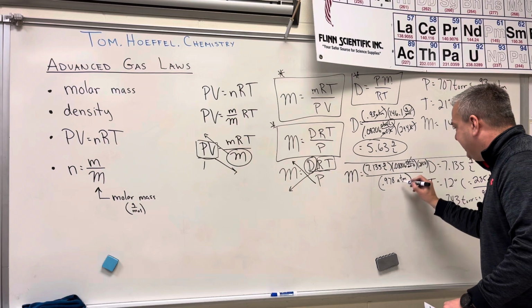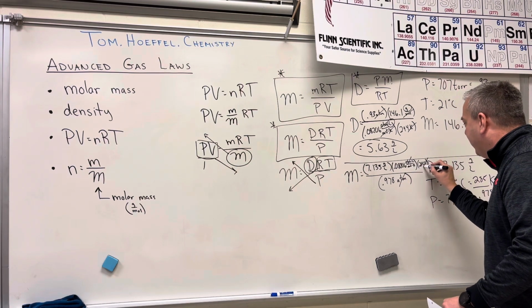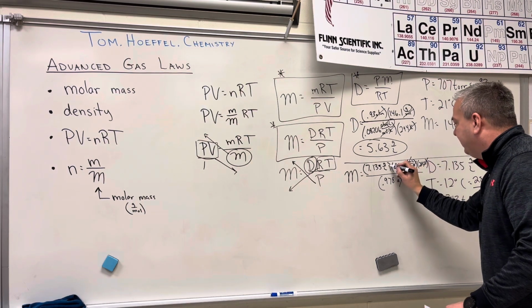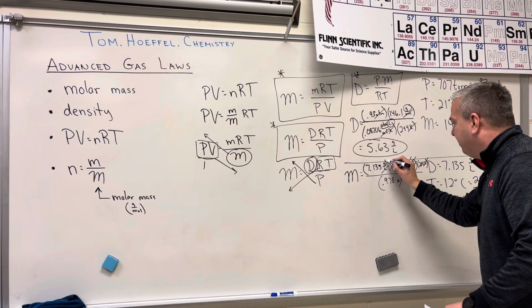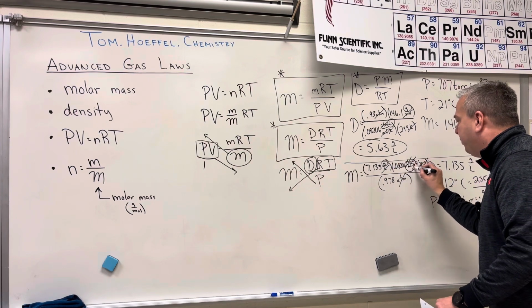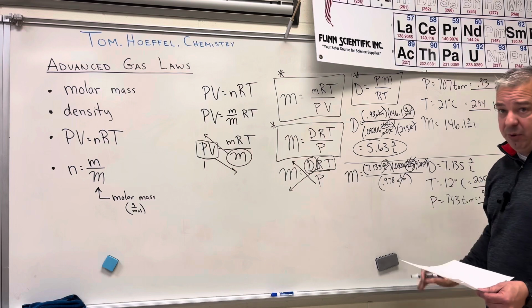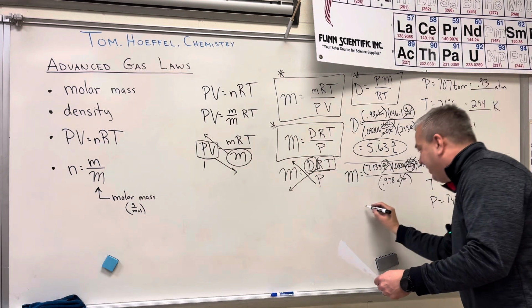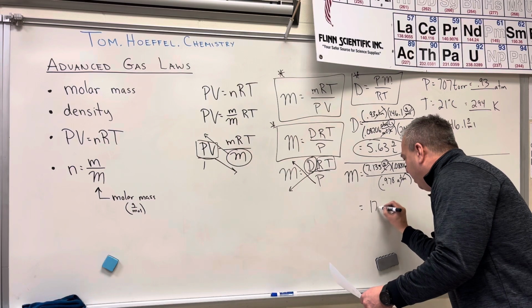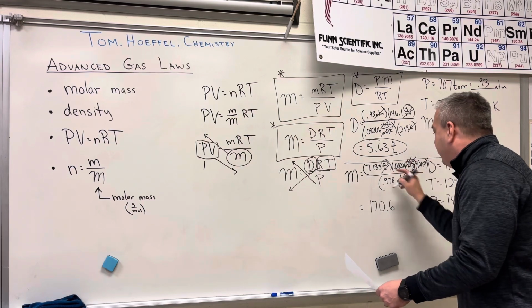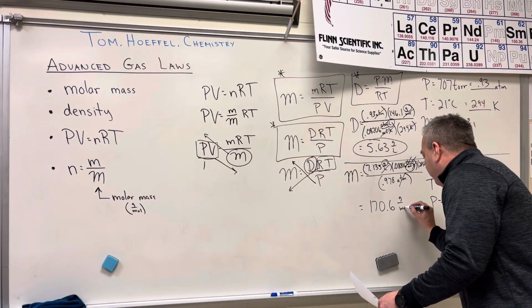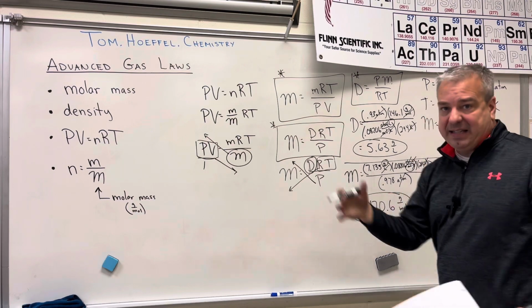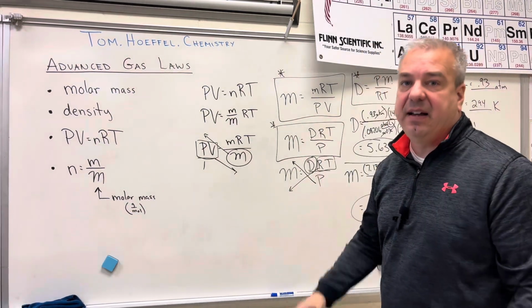Let's see what cancels out here. ATM cancels out, Kelvin cancels out, liters cancel out, and I'm left with grams per mole, which is great for molar mass. It should work out that way. And when I do all the math here, it comes out to 170.6 grams per mole. And that's how you take care of advanced gas laws.